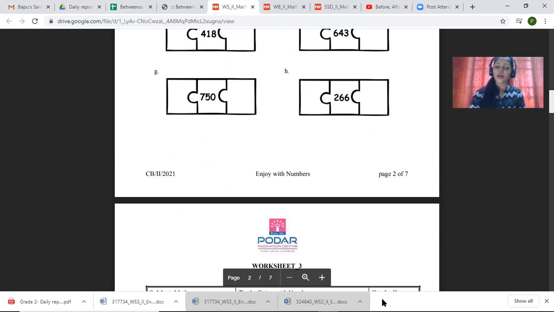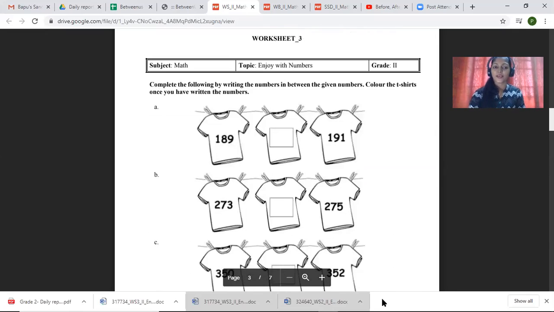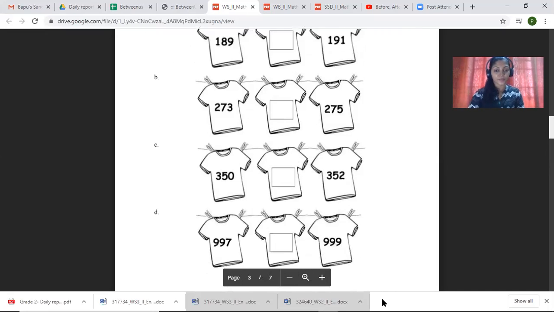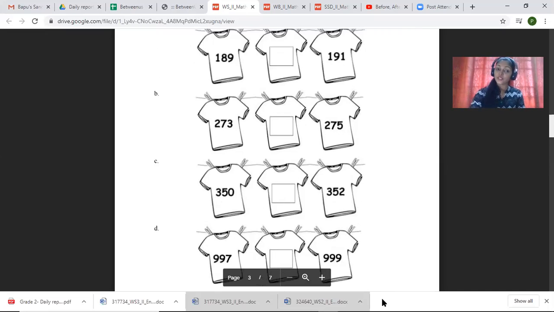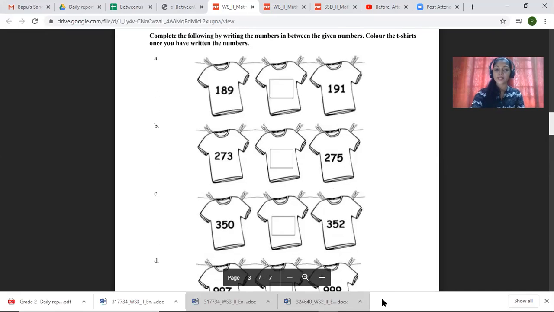Okay, so now coming to the next worksheet. Let's solve this one. What does it say? Complete the following by writing the numbers in between the given numbers. Color the t-shirts once you have written the number. So here also we are going to discuss this, and after that you're going to do it and color the t-shirts. So the first sum is 189.